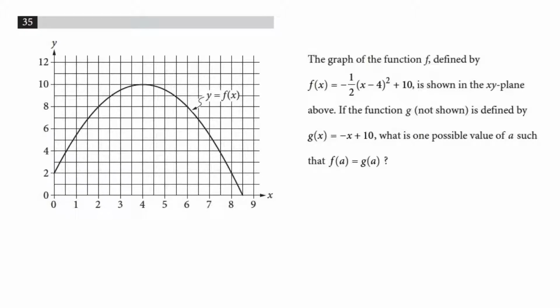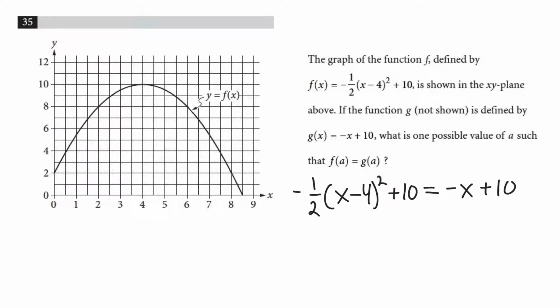Okay, so we just want to know where the functions are equal. So that's going to be negative 1/2 times x minus 4 squared plus 10 equals negative x plus 10. Okay.